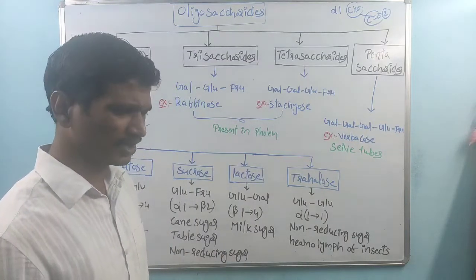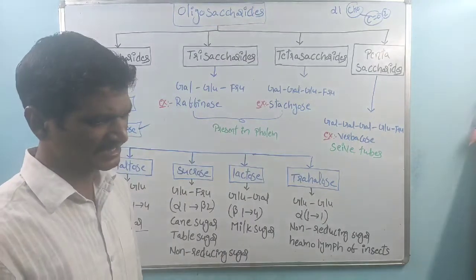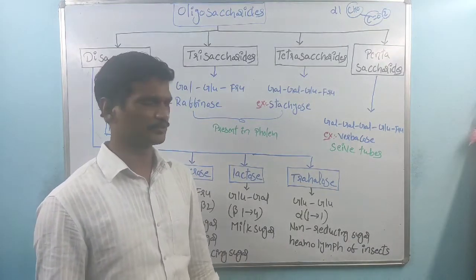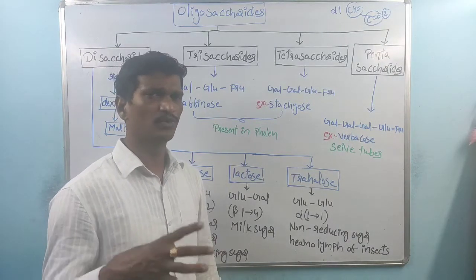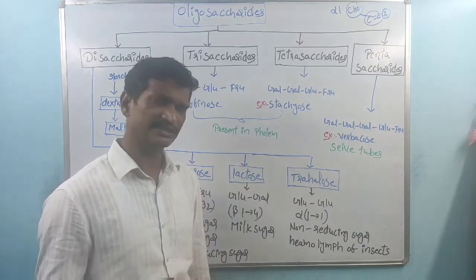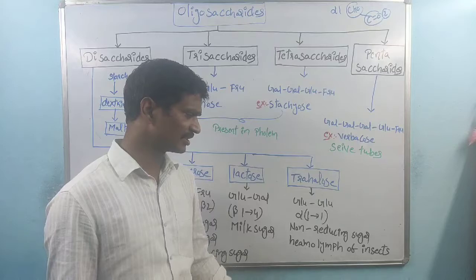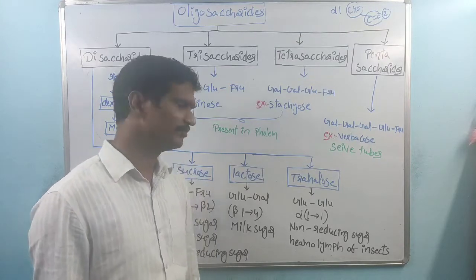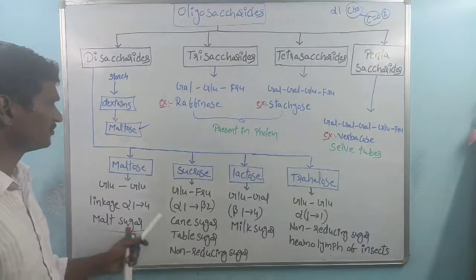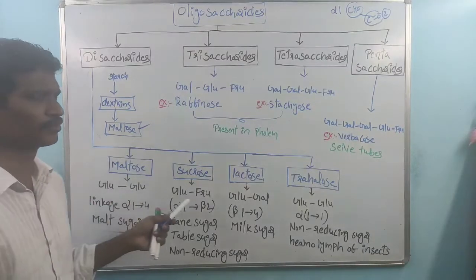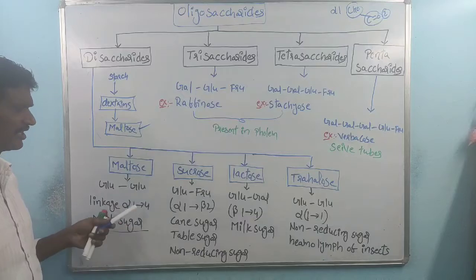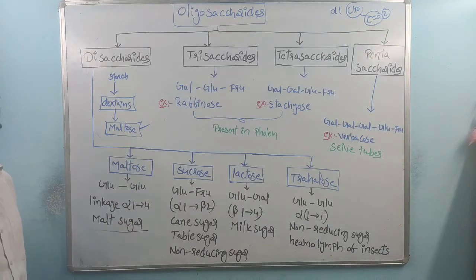Remember, insects contain hemolymph. Especially this one is present in the hemolymph of insects. The trehalose is present within that hemolymph, right? So that is about the disaccharides: maltose, sucrose, lactose, and trehalose. So that is about the different names of the disaccharides, right?